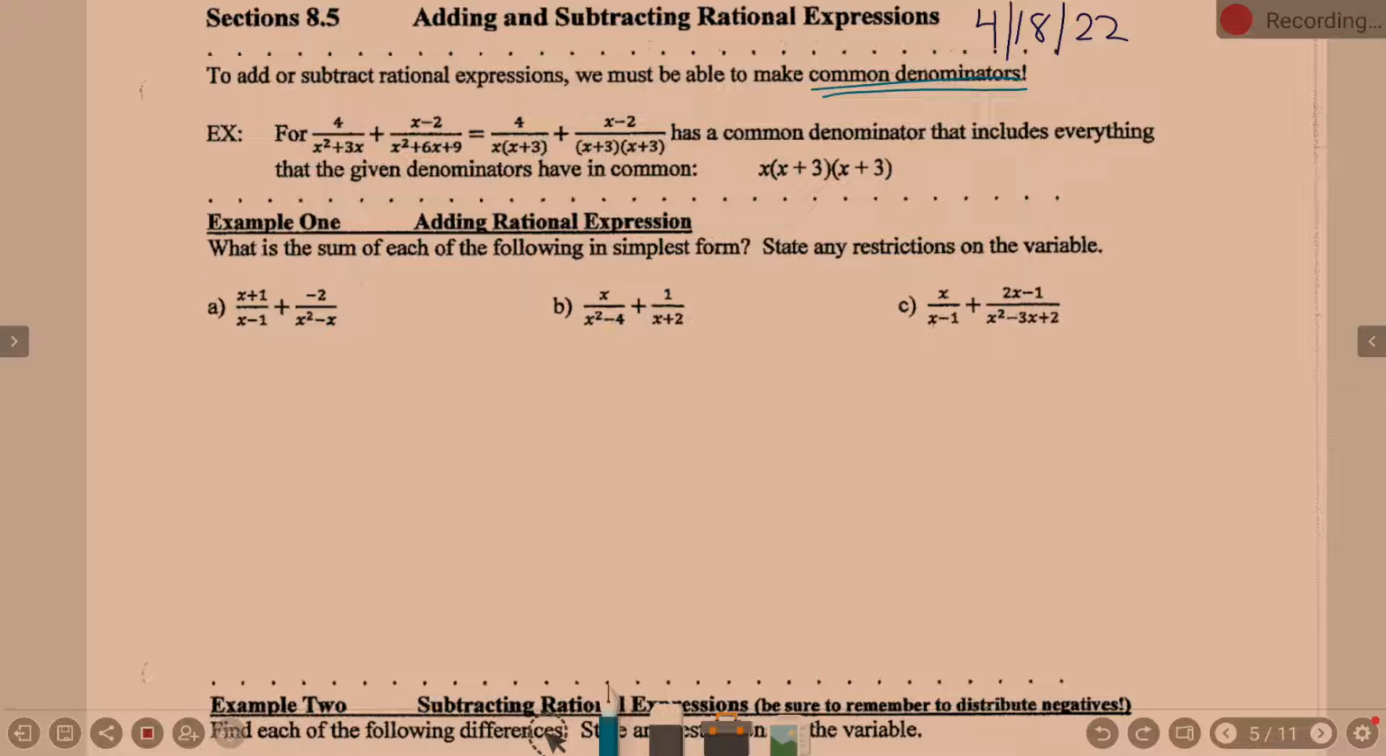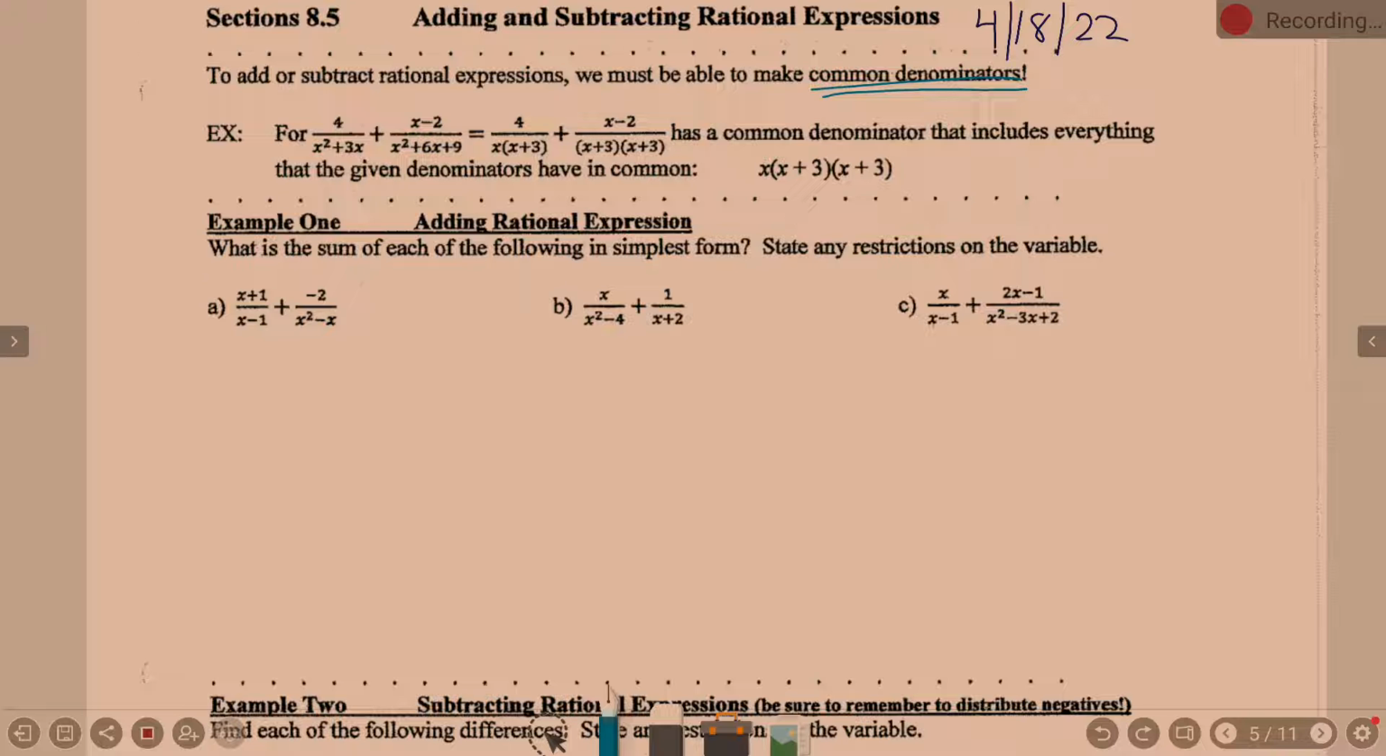And so x squared plus 3x, that's a GCF factoring. So you factor out an x there, and it's x times x plus 3. x squared plus 6x plus 9, that's product and sum. So x plus 3, x plus 3. With those two denominators, your common denominator includes everything that the given denominators have in common. So anything that's ever in the denominator is part of a common denominator.